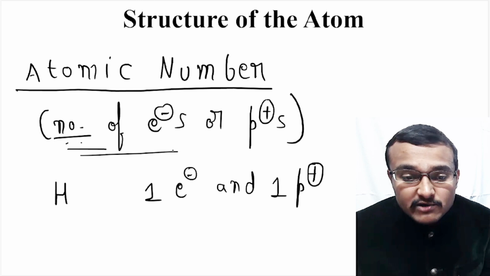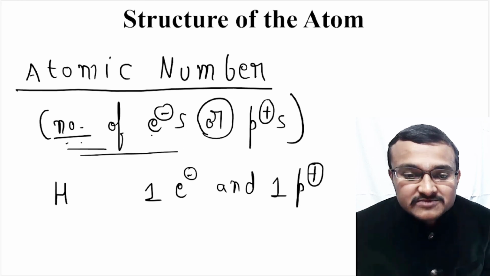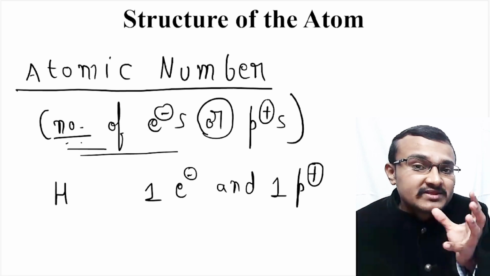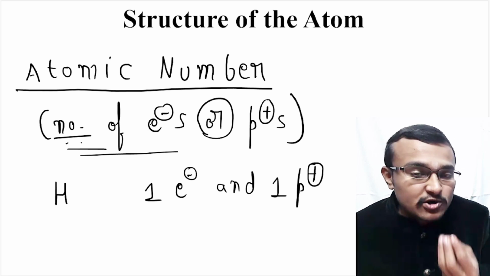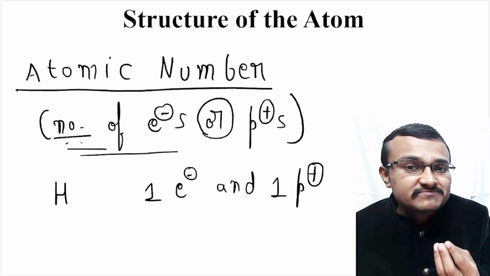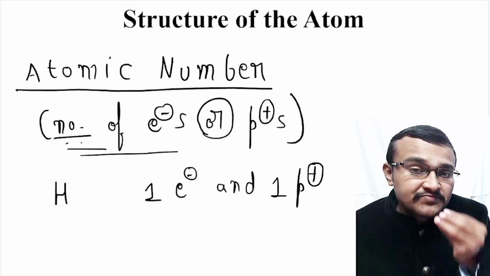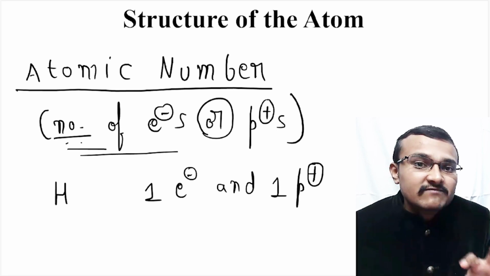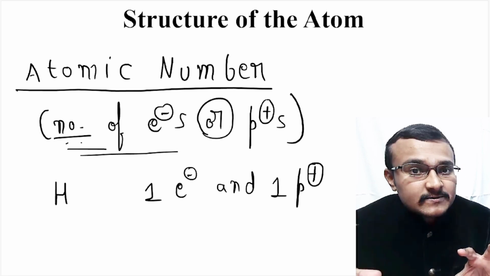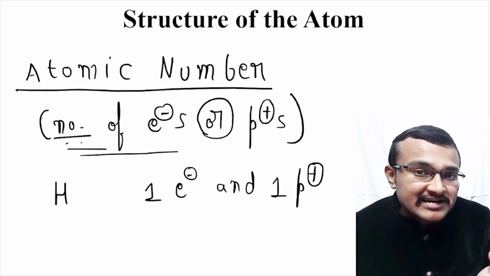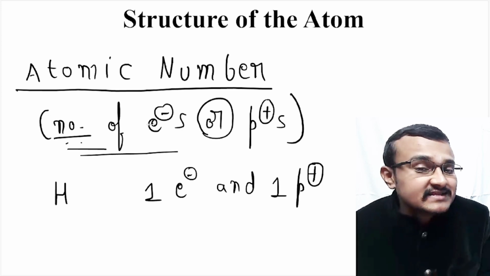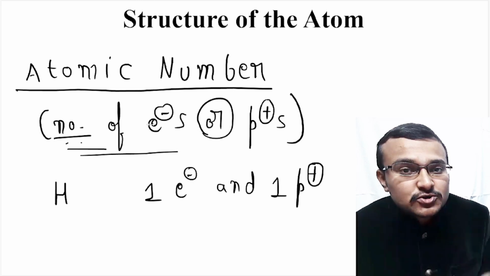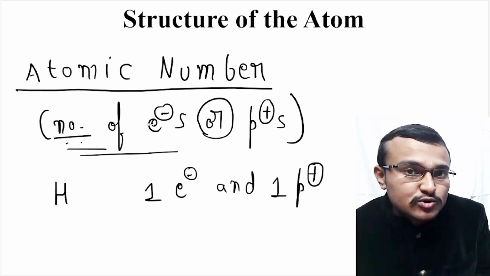So why am I writing number of electrons or protons? Because electrons and protons will always be equal in number, because the charge of one particular atom should always be balanced. So the net negative charge of all the electrons will be balanced by the net positive charge of protons. So if you have two electrons, then there must be two protons. There cannot be an extra proton or an extra electron in an element. So however many electrons there are, that many protons should be there.